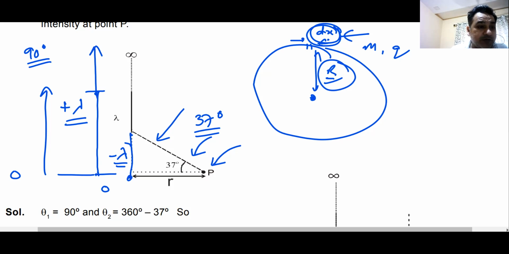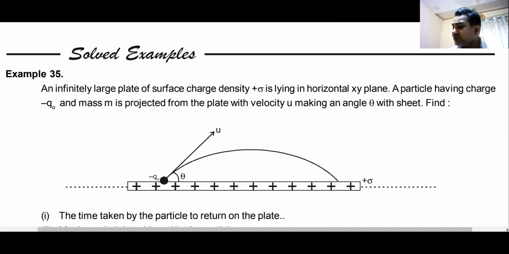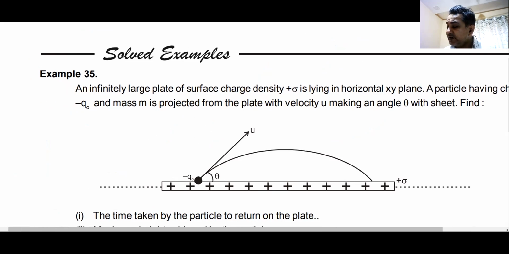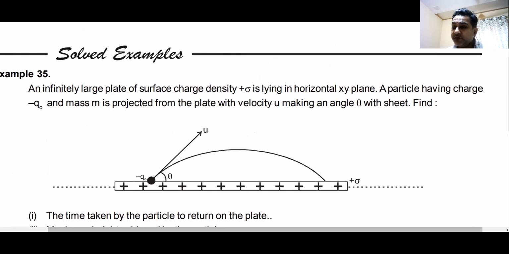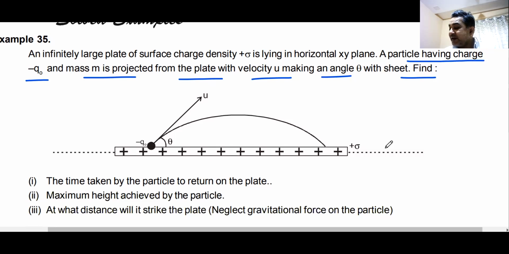Okay, now we come to this question. An infinite large sheet of surface charge density sigma is lying in the xy plane. These are the type of question that you can always assume. A particle having charge minus q and mass m is projected, making an angle of theta. Find the time taken by the particle to return to the plate, maximum height, at what distance will it strike the plate. Does this question remind you of something?